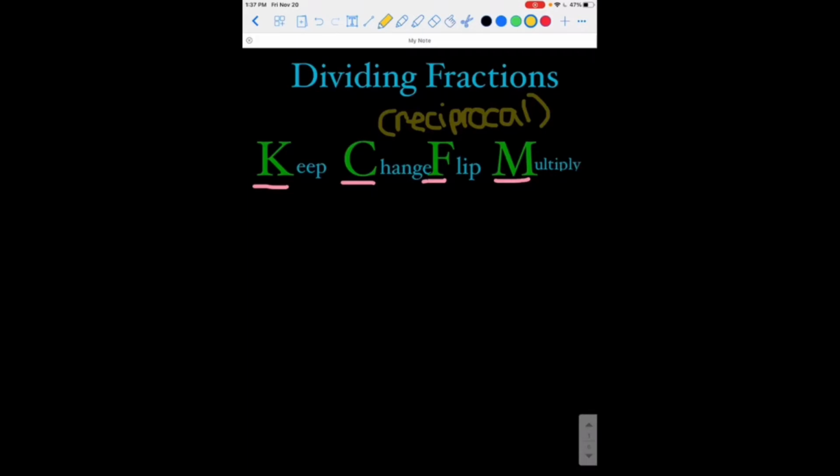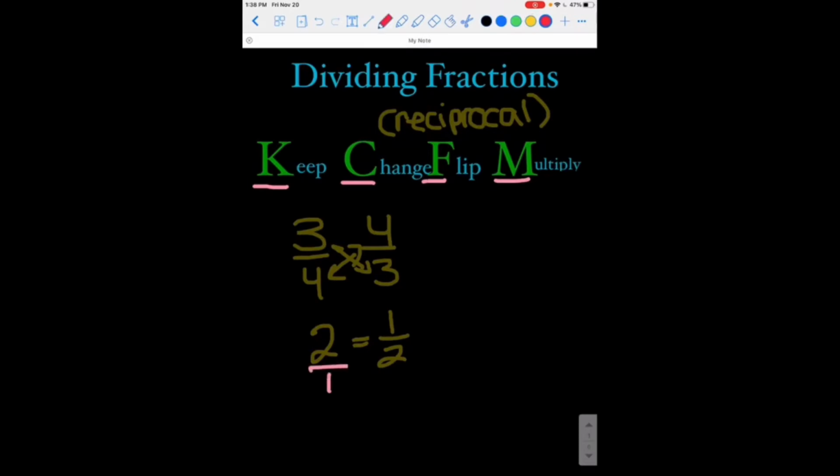So what do I mean when I say that? The reciprocal of 3/4 would be 4/3. So I switched the denominator and numerator. The reciprocal of 2 would be 1/2, because technically it's 2 over 1. And the same thing goes here, this would just be 2. So that's what the reciprocal is.